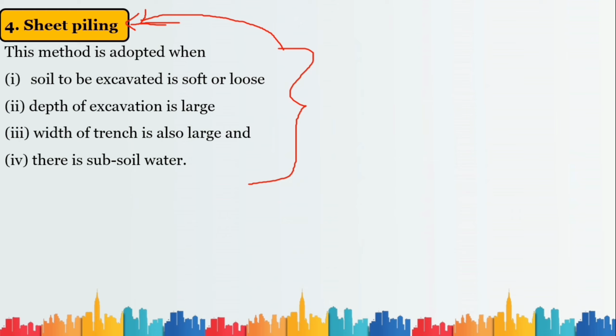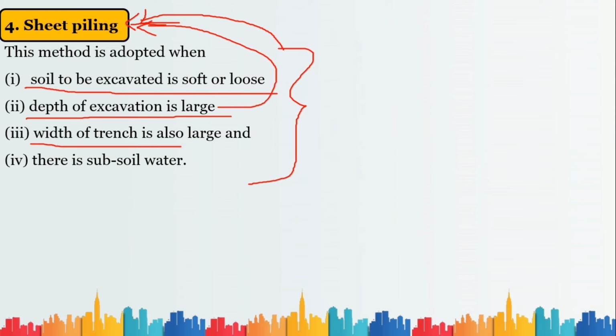Now, what are the different conditions? First, when the soil to be excavated is soft or very loose. That means method number 1 and method number 2 are not suitable at your site. Clear? Next, the depth of the excavation is large. We discussed earlier that we go with number 3 when the excavation is more than 4 meters and up to 10 meters. But because of some circumstances, I cannot use method number 3, so at that time I choose method number 4.